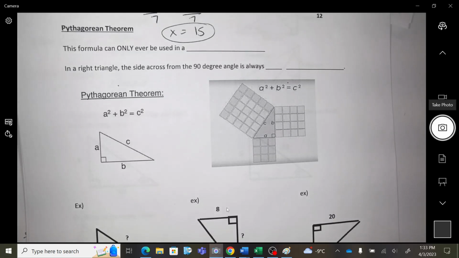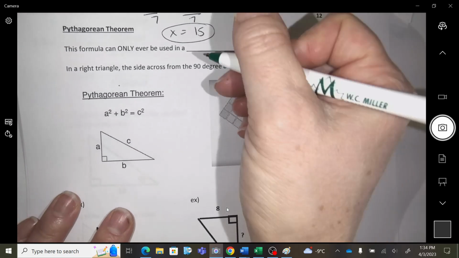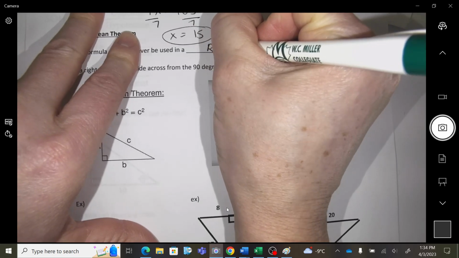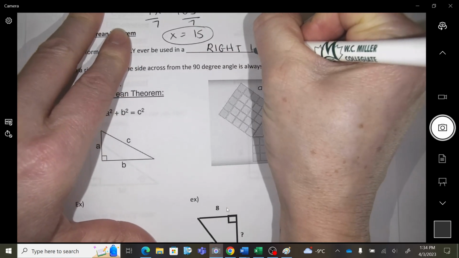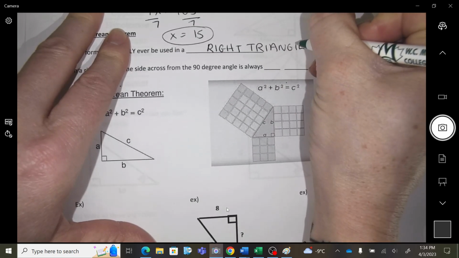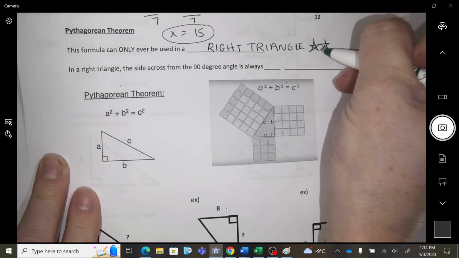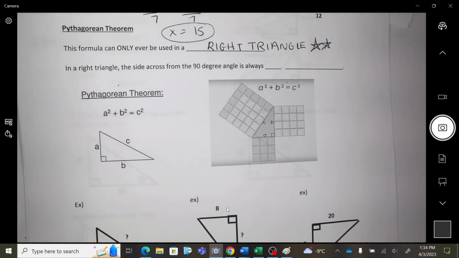Okay, Pythagorean theorem. This formula can only ever be used inside a right triangle. Because next year, when you do trig in grade 11, your triangles don't have right angles in them anymore, and people try to use this formula. It doesn't work unless there's a right triangle.